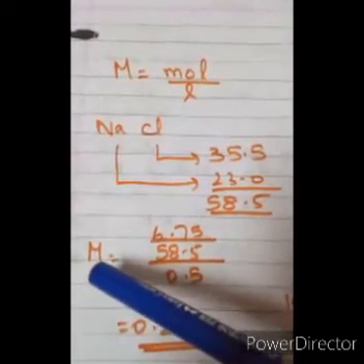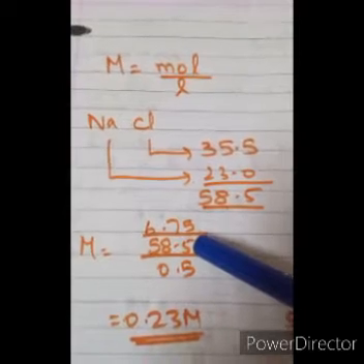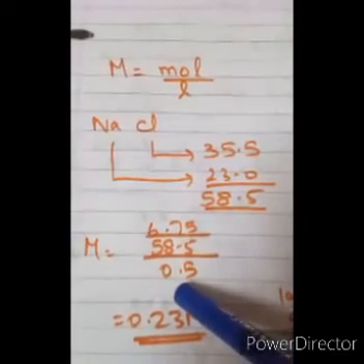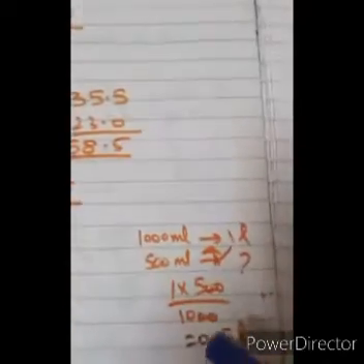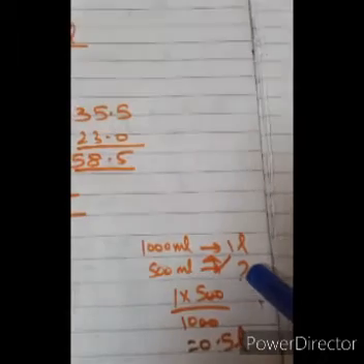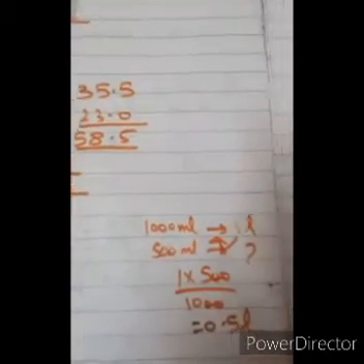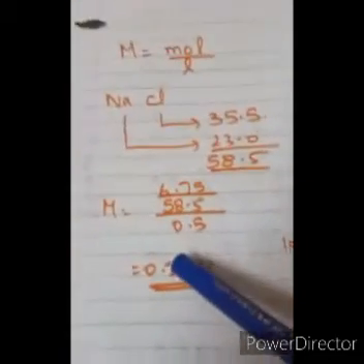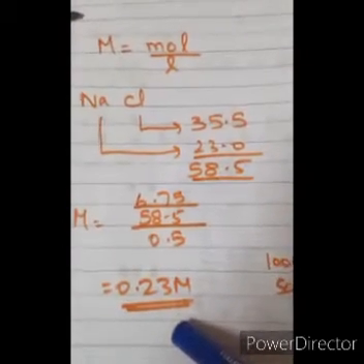So molarity is 6.75 divided by 58.5 to get the number of moles, divided by 500 ml expressed in liters. How do we change it into liters? We know 1000 ml is 1 liter. So 500 ml will be 0.5 liters. Express this 0.5 liters in the denominator and calculate. We get the answer as 0.23 molar.